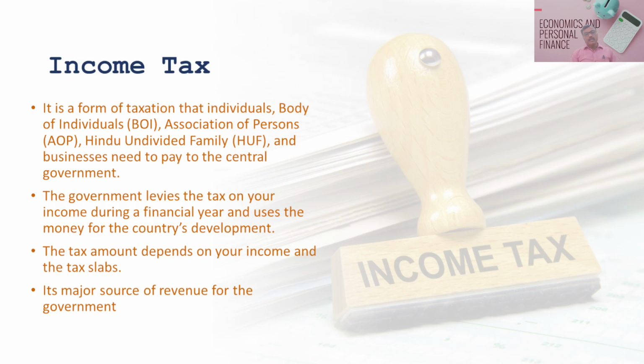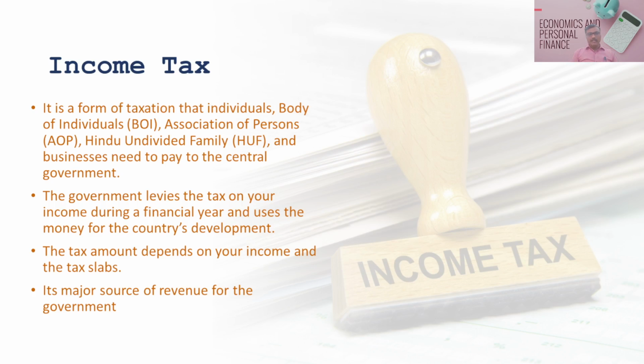The most important tax that you will deal with is income tax. The government collects money from different kinds of people and groups, like regular individuals, families, that is called as Hindu undivided family, businessmen, and some other groups called as body of individuals and association of persons. The government does this because they need money to do important things in our country, like building better roads, schools, and hospitals. The money helps the country grow and become better.